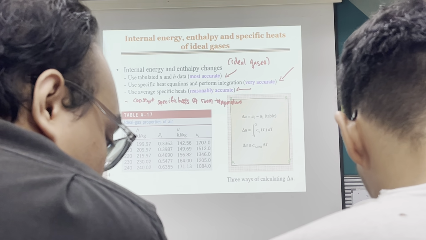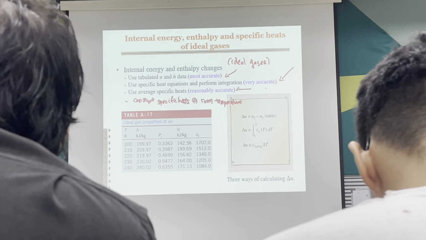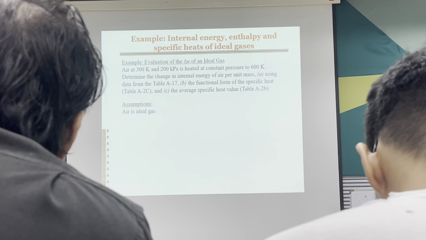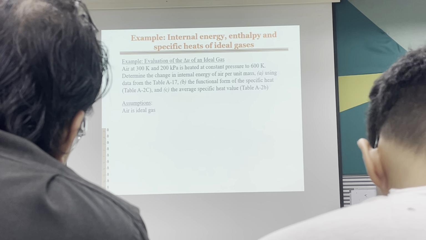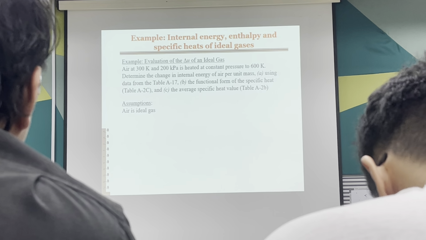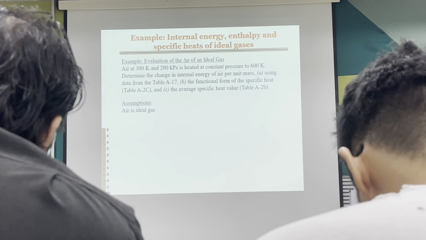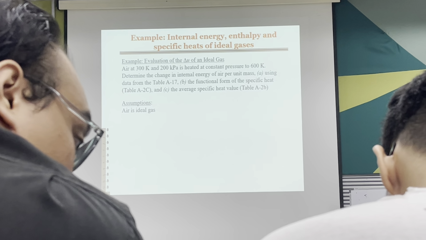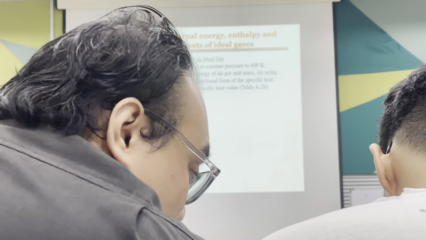Okay, so here we have these three methods. The third method, we have talked about it. In the following example, you will see that we use all three methods to show you the answer. Air at 300 Kelvin and 200 kilopascal is heated at constant pressure to 600 Kelvin. Determine the change in internal energy of air per unit mass. A, by using table A17; B, use the equation that I showed you just now; and C, we use average specific heat. The assumption here is that air is an ideal gas.